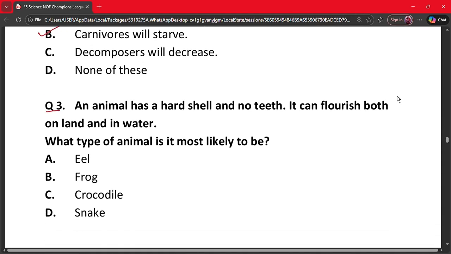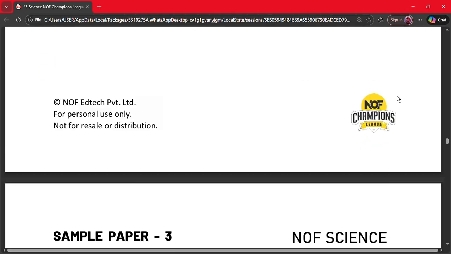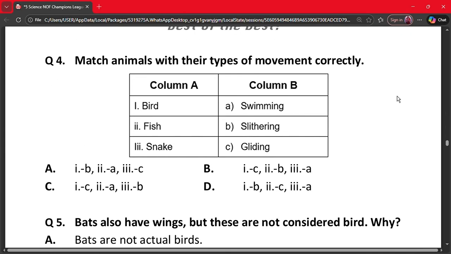An animal has a hard shell and no teeth. It can flourish both on land and in water. What type of animal is it most likely to be? A. Eel, B. Frog, C. Crocodile and D. Snake. So the correct answer is eel. Our next question is question number 4.